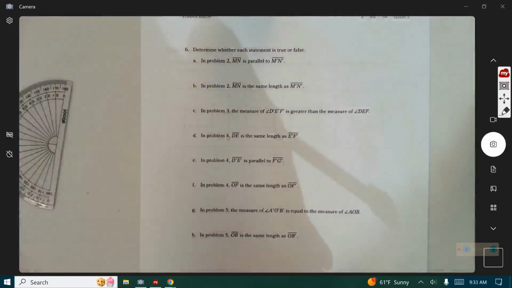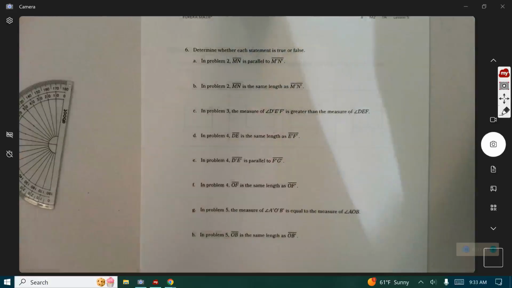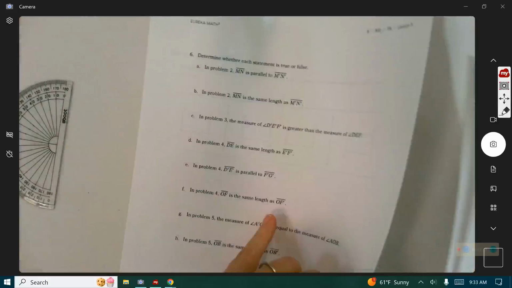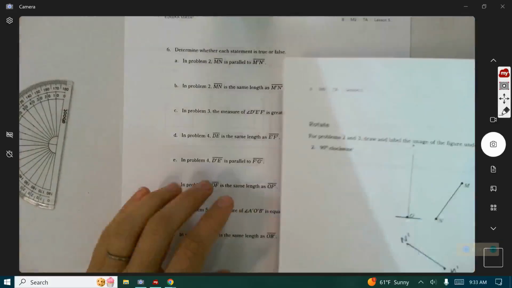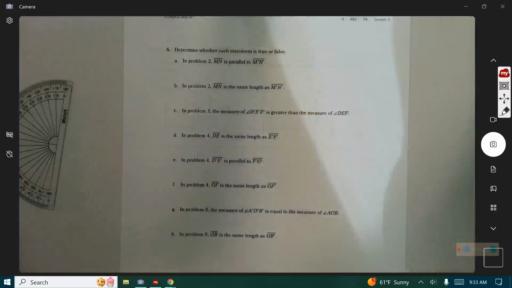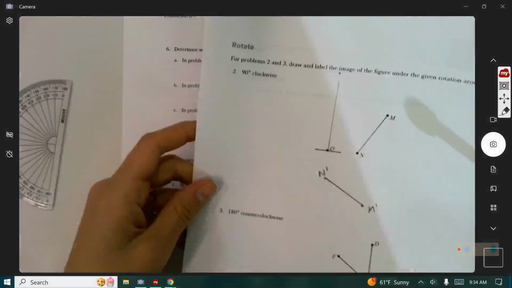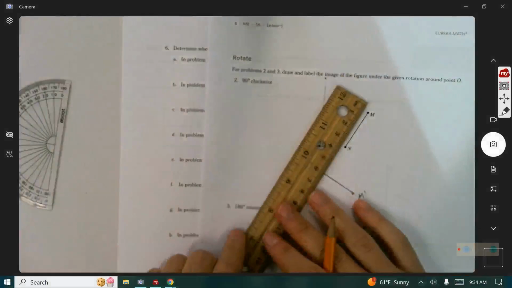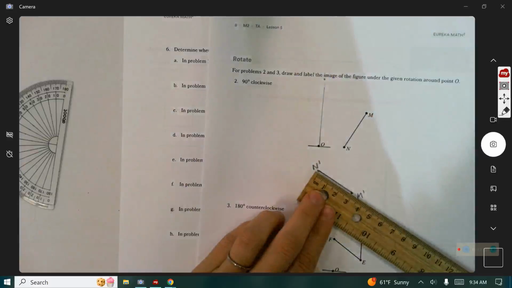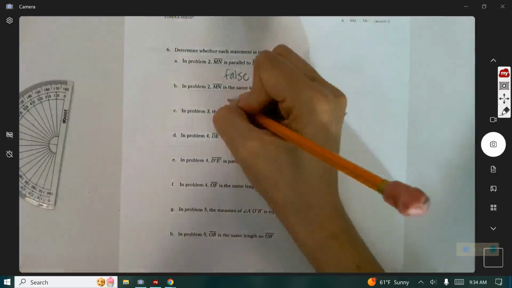Determine whether each statement is true or false. In problem 2, MN is parallel to M prime N prime. Now let's pull out our pages. Here is MN and M prime N prime. Those are not parallel. In problem 2, they are the same length. If I were to measure it, this is about 3 centimeters here and about 3 centimeters there. So they are the same length, that is true.